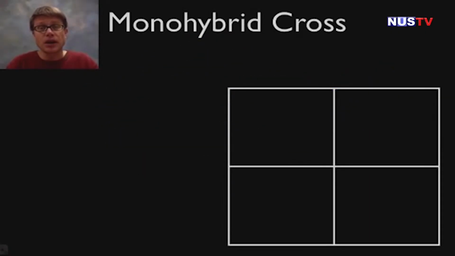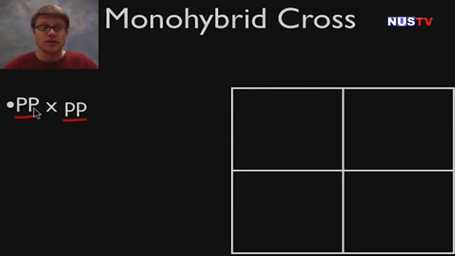So we're going to start with a monohybrid cross. A monohybrid cross is simply a cross that is looking at one trait. And so let's do one that's really, really simple. And so let's say we're crossing purple flowers that are homozygous purple with those that are homozygous white flowers. In other words, this is the dominant trait, this is the recessive trait.